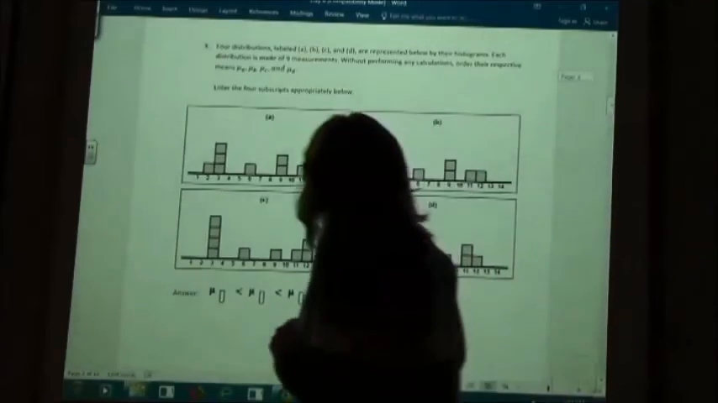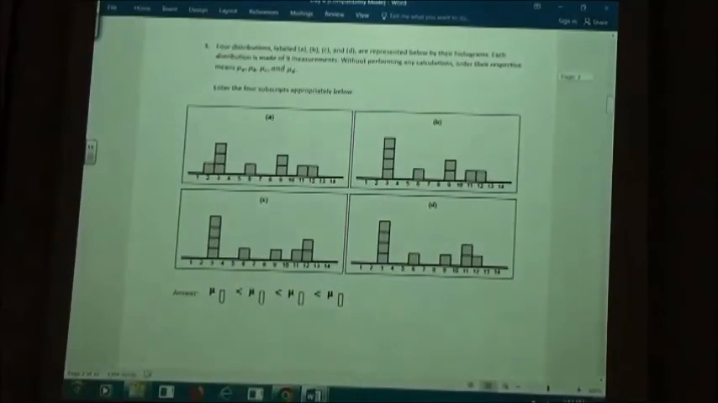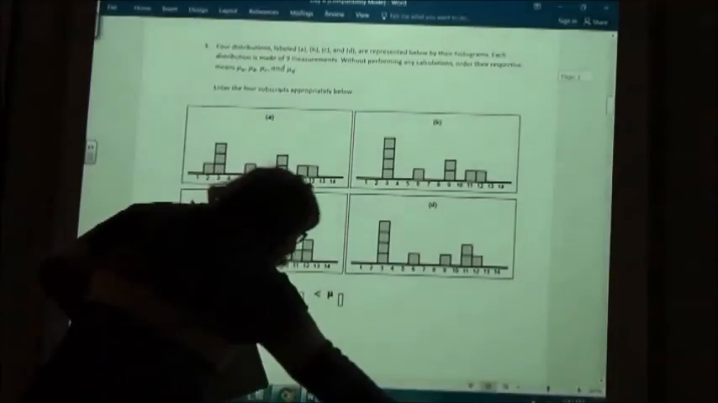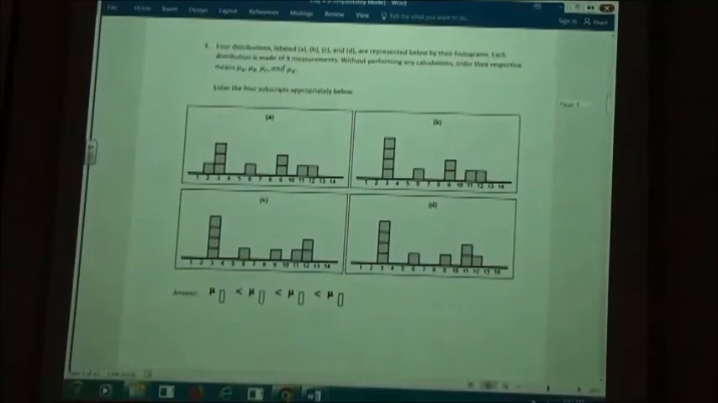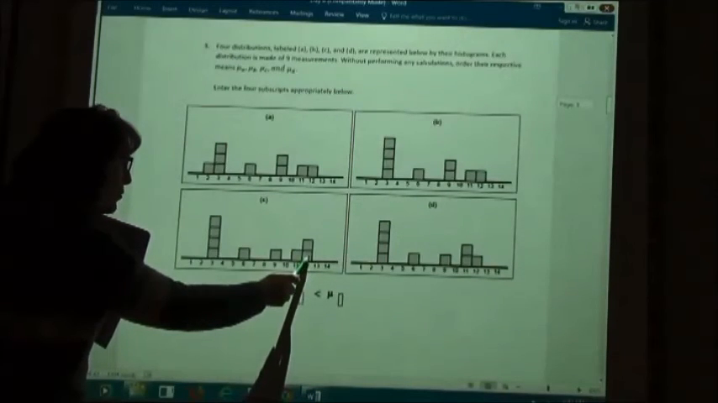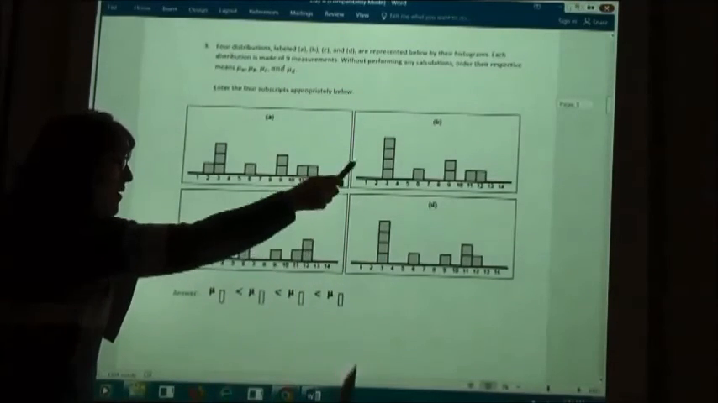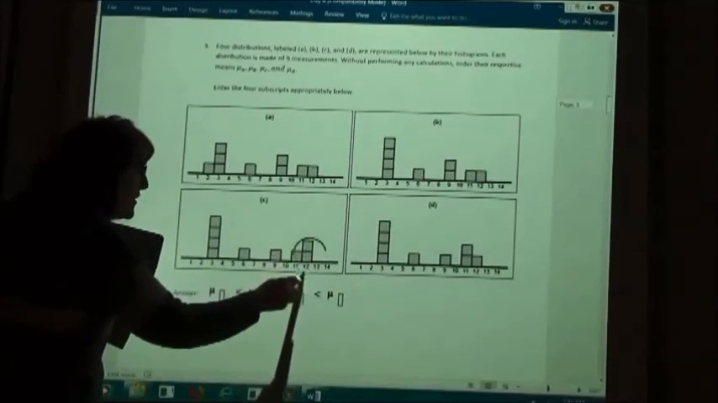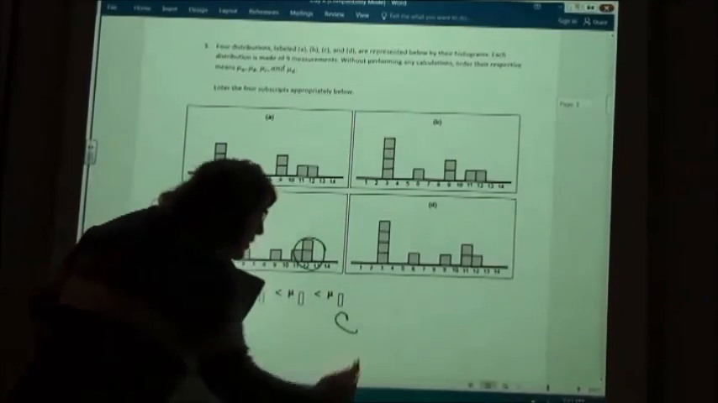Here we go. So on the next one, we have our 4 distributions. Which one is going to be the biggest one? C is going to be the biggest one. We have two 12s here. All the rest of them only have 1 12, so since that one has 2 12s, we know C is the biggest one.